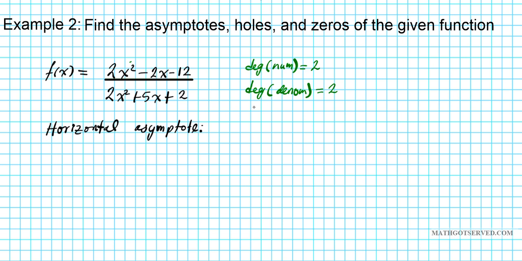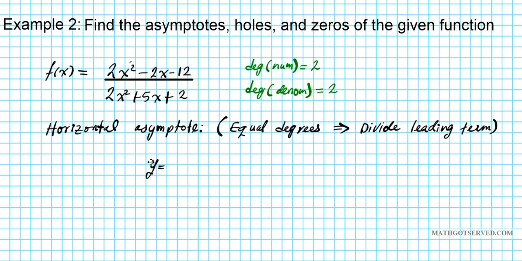If the degrees are equal, you simply divide leading coefficients. All right, so let's write that note down. Equal degrees basically mean you divide leading terms. You can divide the leading terms or leading coefficients, you end up with the same answer. Okay, so in this case, the leading term in the numerator is the term with the biggest degree. So we have y equals 2x squared divided by the leading term in the denominator, the term with the biggest degree, 2x squared also.